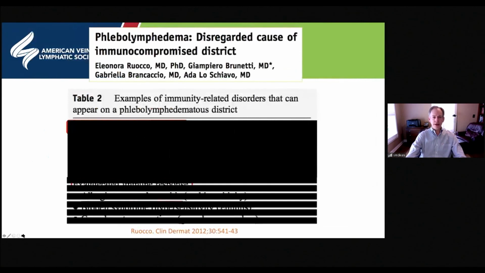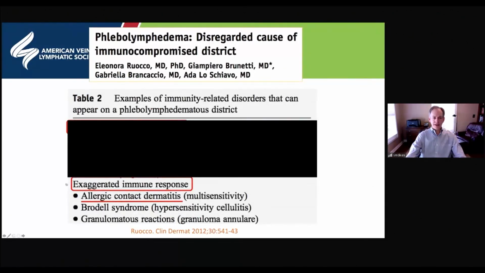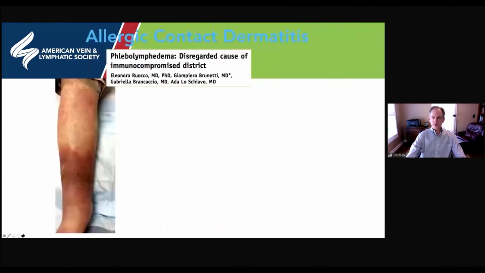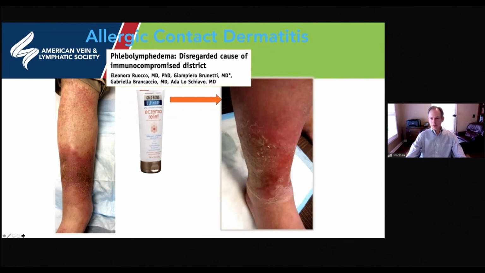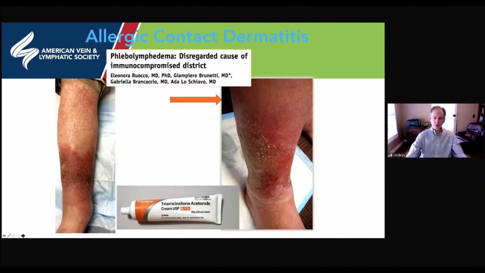And then last of all, the clinical example I find the most fascinating is this paradoxical, exaggerated immune response that predisposes one to developing allergic contact dermatitis. How many times have you seen a patient like this? They've got a dried eczematous stasis dermatitis. They apply a little over-the-counter eczema relief cream on the affected skin, and look what happens. You transform it into an acute weeping eczematous dermatitis, and that's occurring because of this paradoxical, exaggerated immune response that triggers a topical hypersensitivity and allergic contact dermatitis.